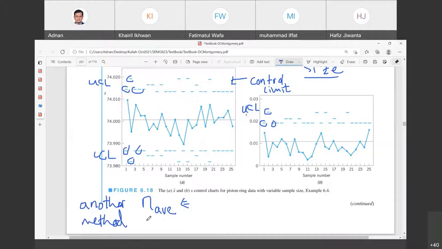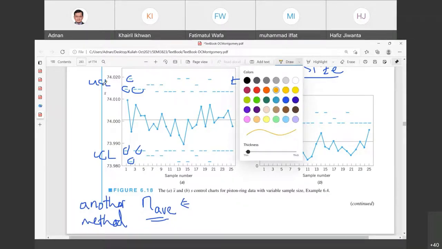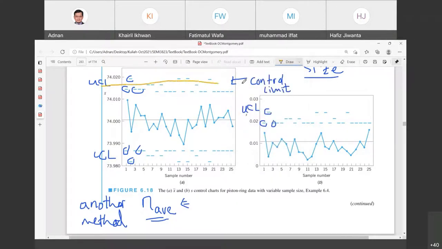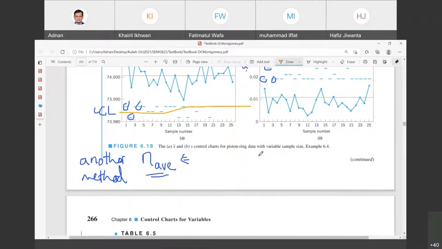Okay, another method is to take N average instead of N individually. So if you take N average, you may have just one line, and also here, maybe one line. This is coming from N average rather than N individual.